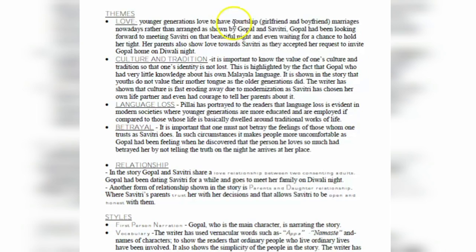courtship, girlfriend and boyfriend relationships, marriages. So what that basically means is in order for a couple to get married, they'd like to date. So they meet each other, they get to know each other. They don't need a chaperone or someone who looks after them while they're going on these dates. They probably go at it alone. And then eventually it will lead to marriage. So nowadays, rather than arranged as it was in the olden days, as shown by Gopal and Savitri.